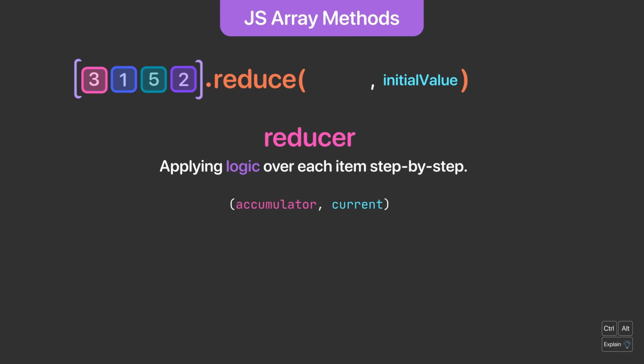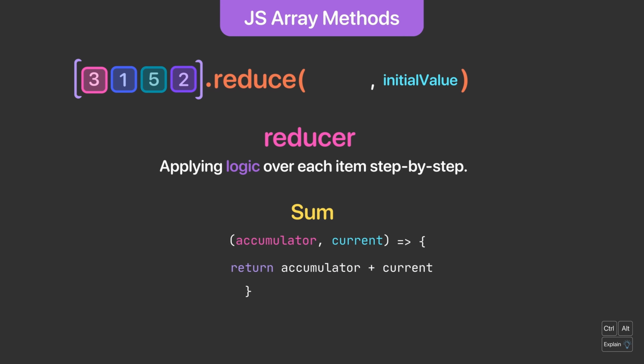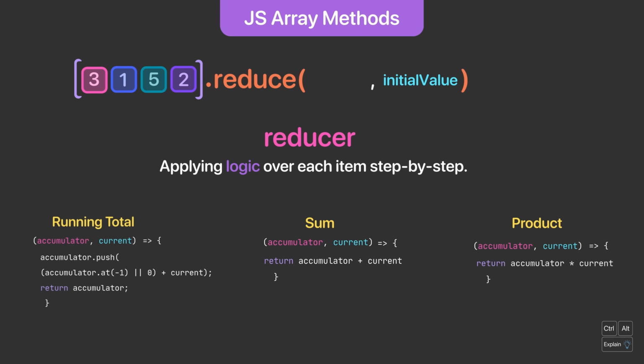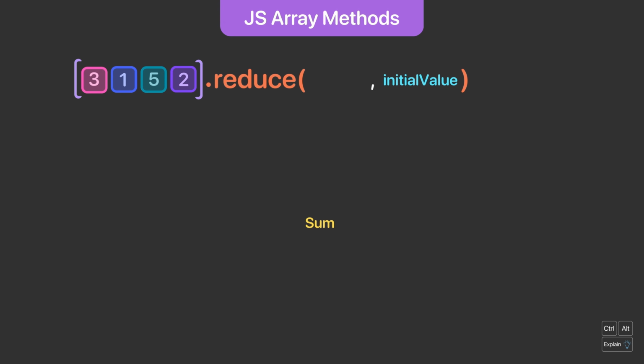This flexibility allows you to do almost anything. You can return a simple math operation to calculate the sum of numbers in an array. You can change the operator, and you instantly get a total product of numbers. Or you can get complex. By treating the accumulator as an array, you can track a running total history rather than just a final number. To see how reduce actually works, let's walk through an example of sum.